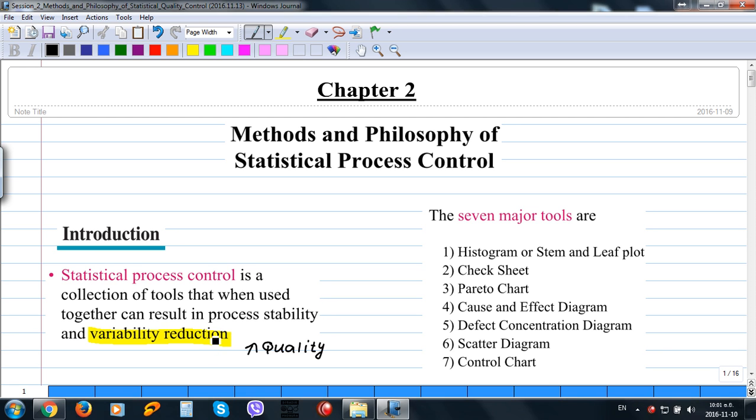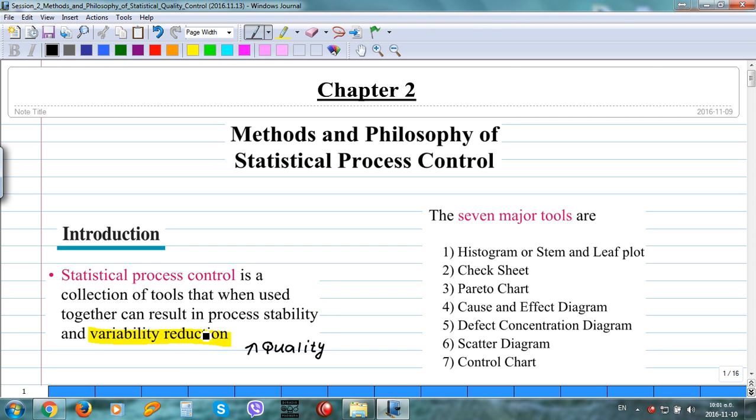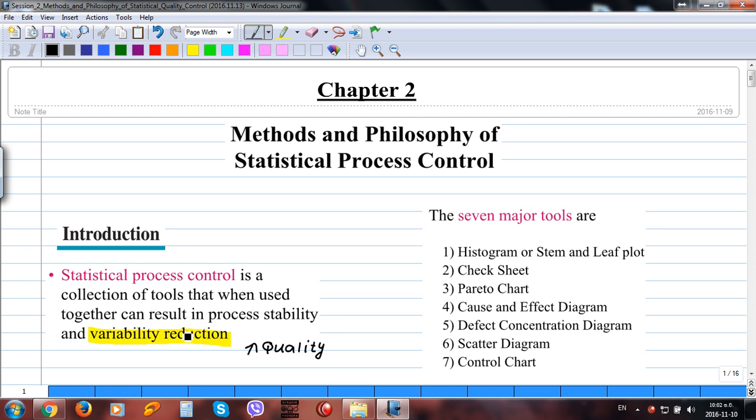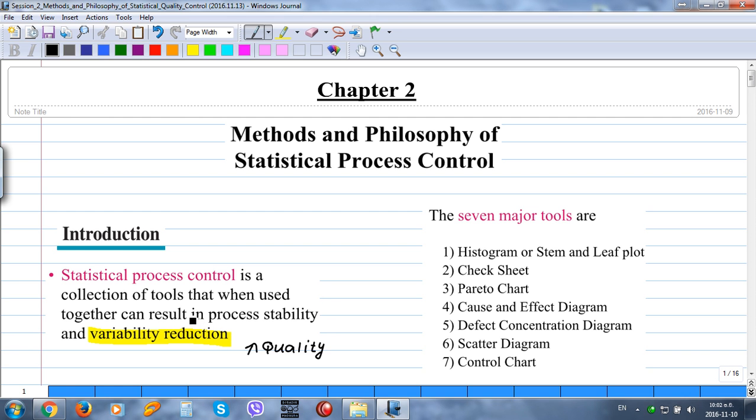Reducing variability means, as an example, if you are taking a factory or an industry, suppose you are making packets of sugar. If you need to produce 100-gram packets, but when you measure, all the packets are not 100 grams. It can vary in small amounts, sometimes 98 grams, 102 grams, and so on. In statistical process control, you have to reduce the variability. Reducing the variability means improving the quality.